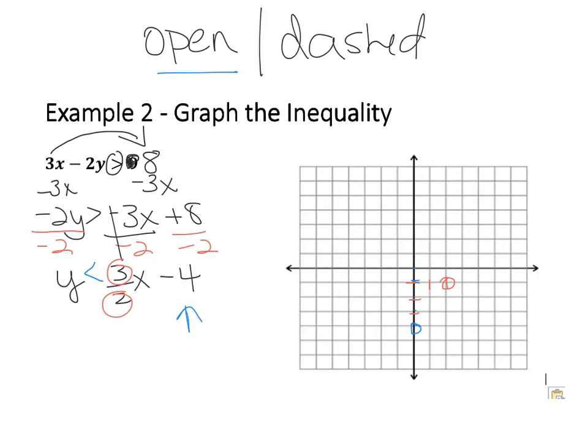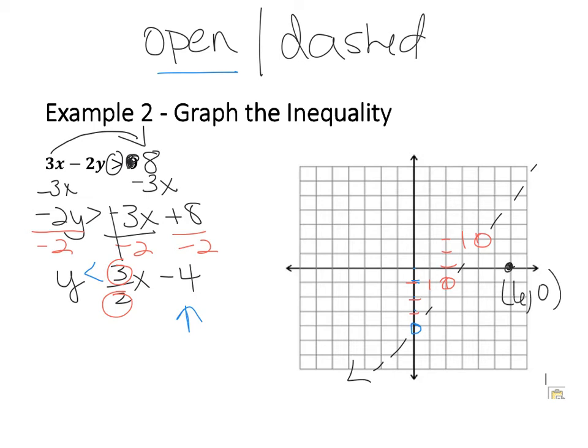Then I can use my slope again. I run up 1, 2, 3, and run over 2, and another open dot. And then I connect my dots by a dashed line. Alright, now I'm going to choose a test point. That's step number 4. And I'm going to choose this point right here, which is 6, 0.